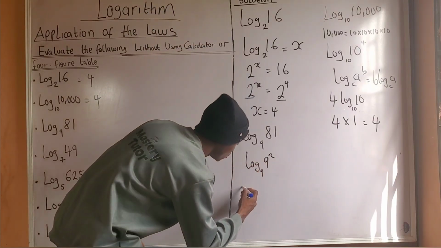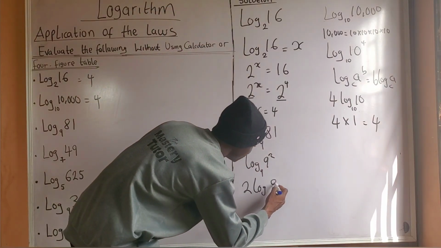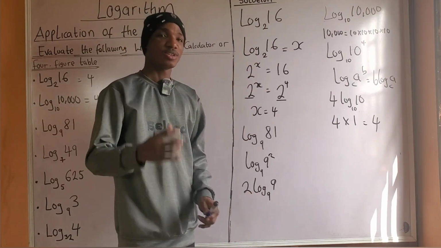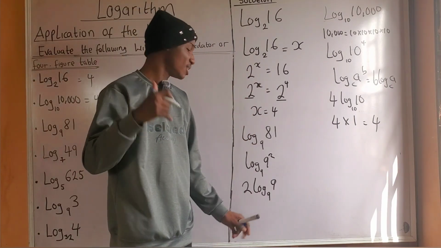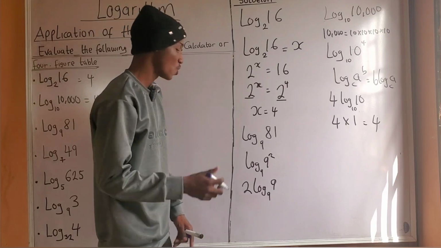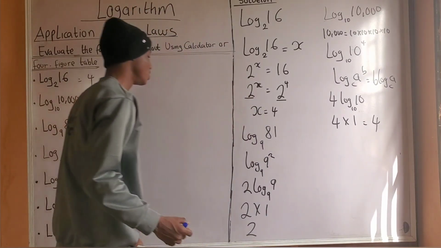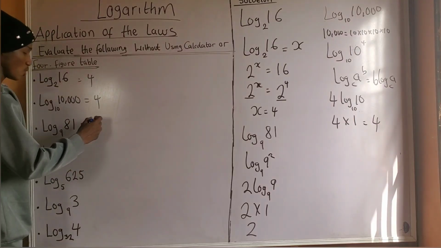So the result here will be 2 multiplied by the logarithm of 9 base 9. Do you understand? And the log of the base, remember that law. The log of the same base will give us what? 1. So here I'm going to have 2 multiplied by 1, which is what? 2. So the result here will be equal to 2.